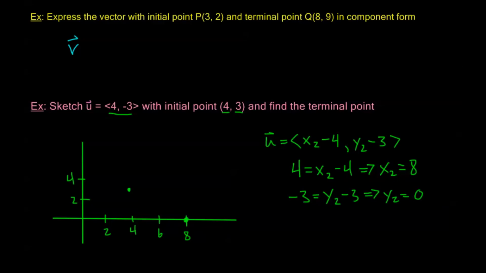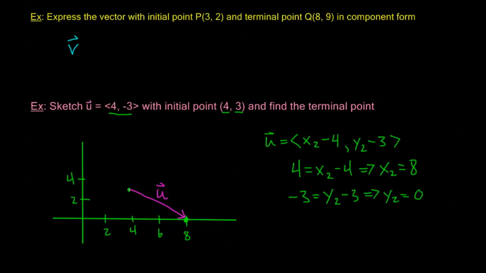So my vector u looks a little bit something like this. It's starting at 4, 3, and it's going down to 8, 0. We'll say this is my vector u. Okay, so that's how we do some of these problems with component form.